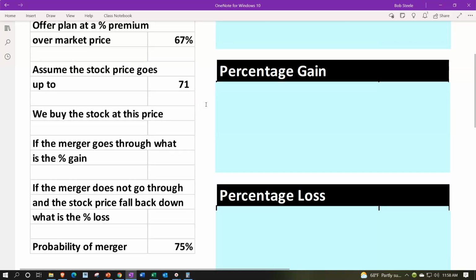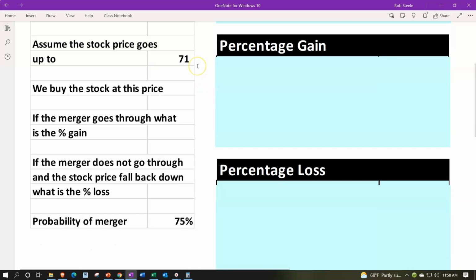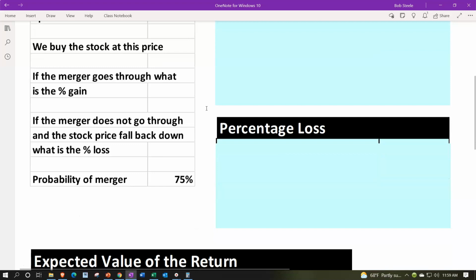So we're going to assume that we buy the stock at this price, at that $71, and then think about what would happen if the merger goes through or does not go through. In other words, if the merger goes through, what is the gain that we would have, the percent gain, or total gain? If the merger does not go through and the stock price falls back down, what is the percent loss? And there's going to be a 75% probability of the merger.